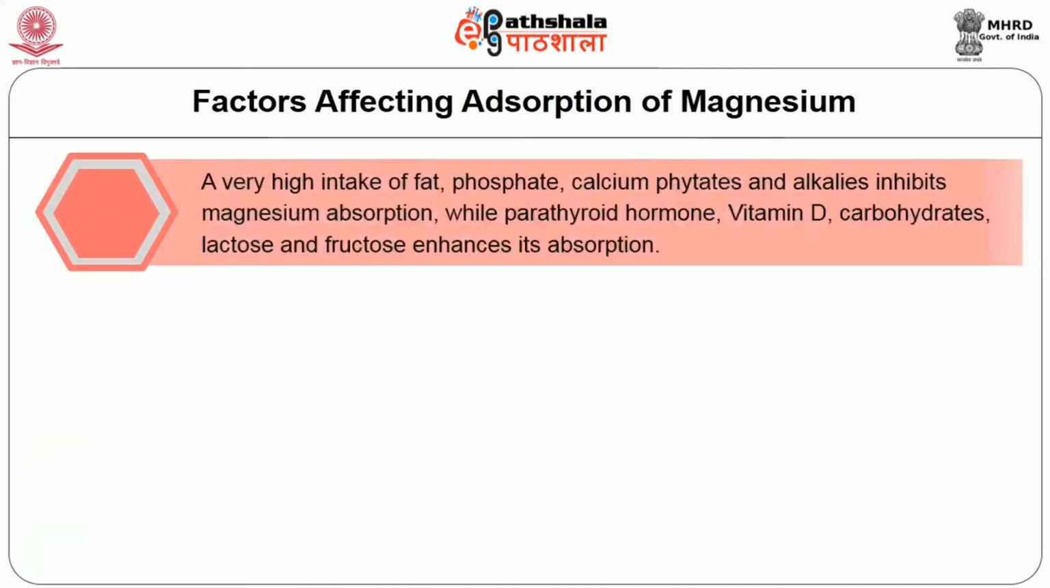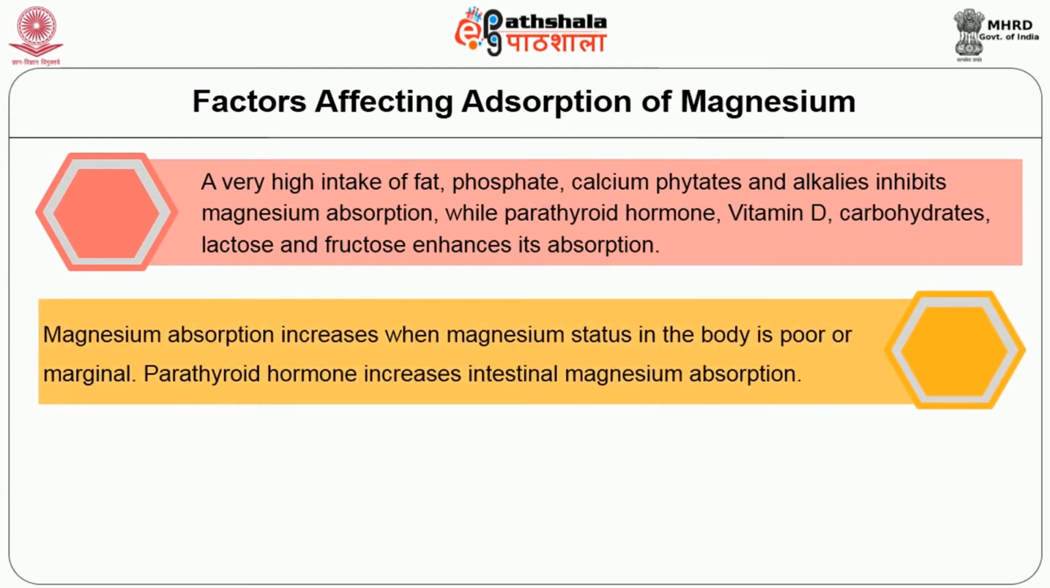Let us understand the factors affecting the absorption of magnesium. Magnesium absorption may be influenced by a variety of factors. A very high intake of fat, phosphate, calcium, phytates and alkalines inhibits magnesium absorption, while parathyroid hormone, vitamin D, carbohydrates, lactose and fructose enhance its absorption. Magnesium absorption increases when magnesium status in the body is poor or marginal.